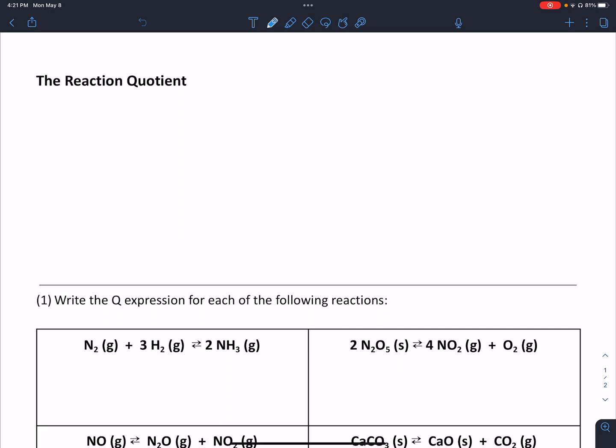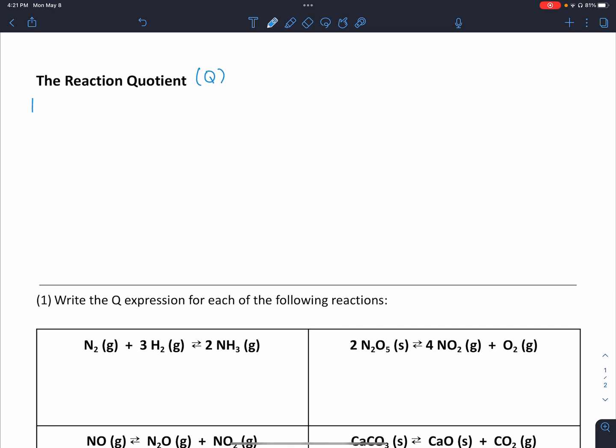This one's going to be looking at the reaction quotient, which is part of our unit on equilibrium. The reaction quotient is represented by a capital letter Q. When we talk about equilibrium and non-equilibrium conditions, we're either talking about KEQ or Q.